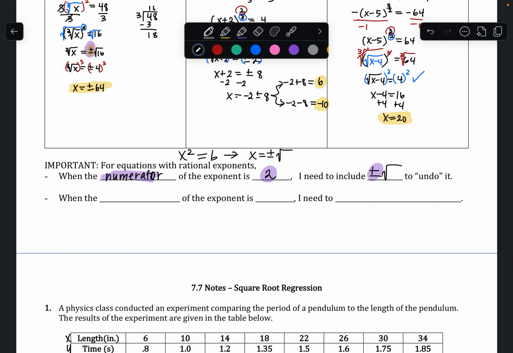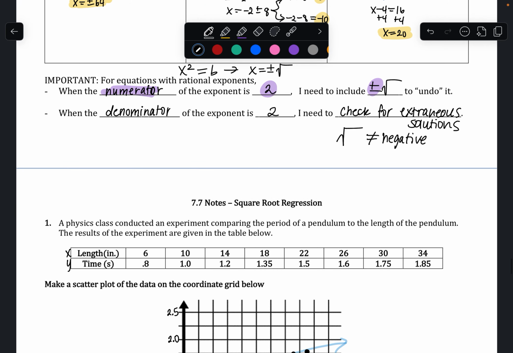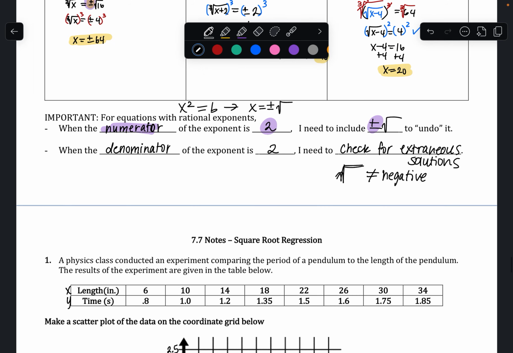Okay, when the denominator of the exponent is 2, I need to check for extraneous solutions. And really what I mean by extraneous solutions in this case is that square root can't equal negative. So you shouldn't even get a solution. You should stop when you see square root equal to a negative. And square root is when your denominator is 2.